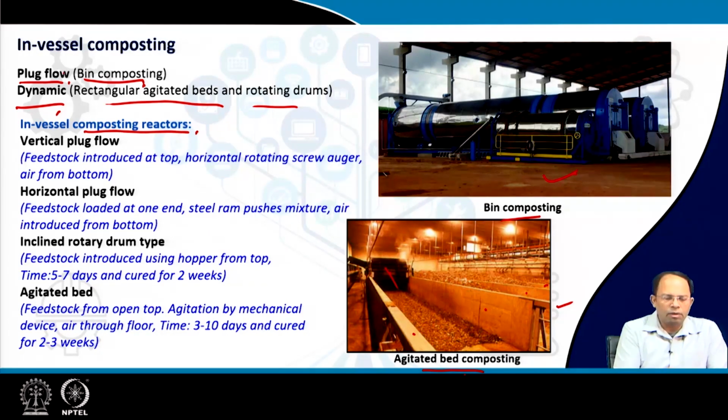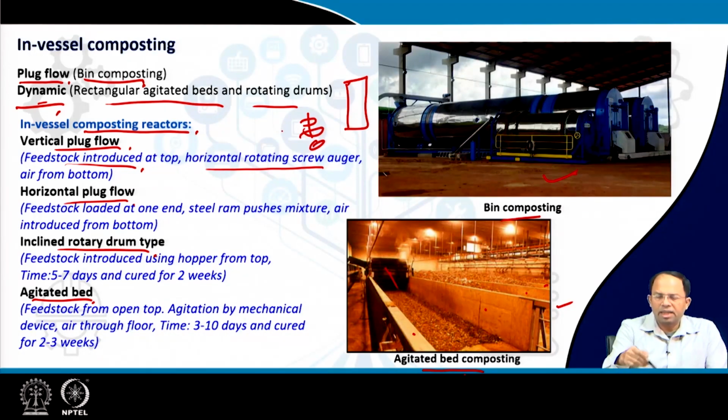So these composting reactors are of different kinds. There are different kinds of plug flow reactors and different kinds of dynamic reactors: the vertical plug flow system, horizontal plug flow system, inclined rotary drum type, and agitated bed system. In vertical plug flow, obviously this is horizontal, you can also have a vertical system where feedstock is introduced at the top. There is a horizontal rotating screw auger, like a rotating arm, which keeps rotating inside this vertical system, and air is fed from the bottom, and that helps in the composting process.